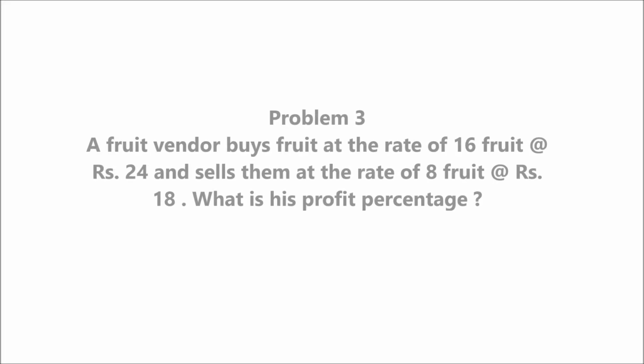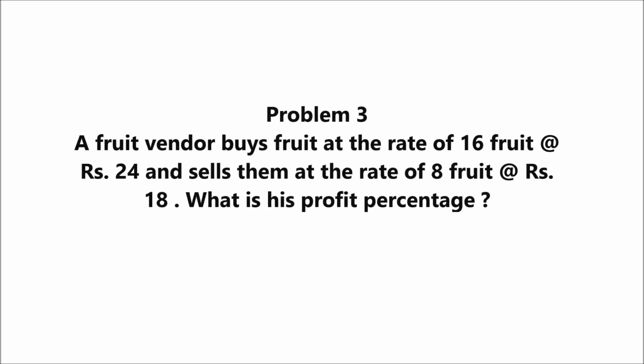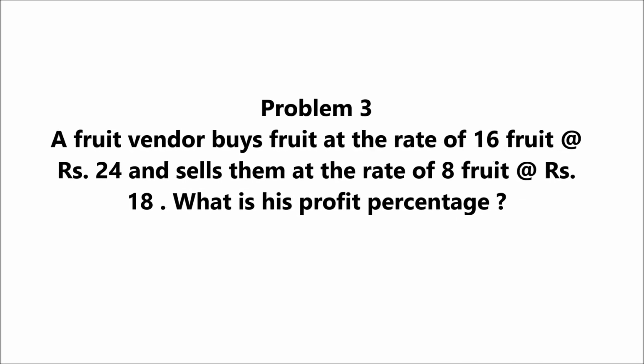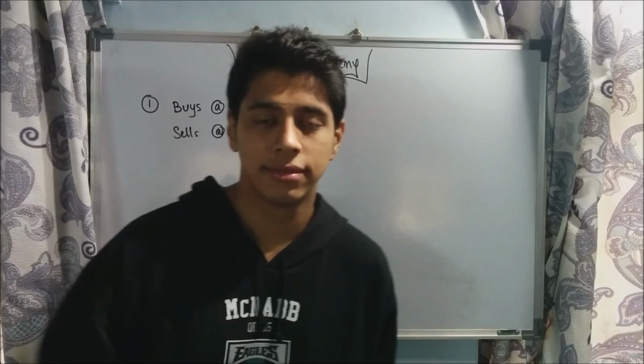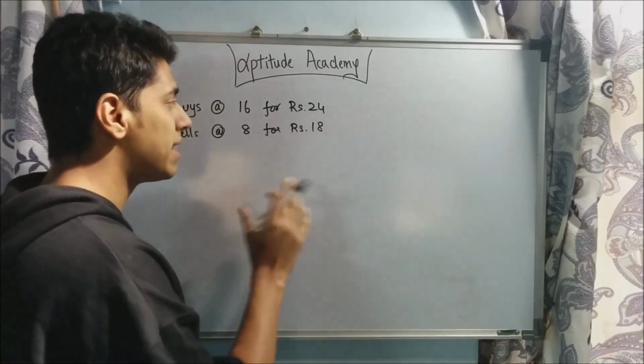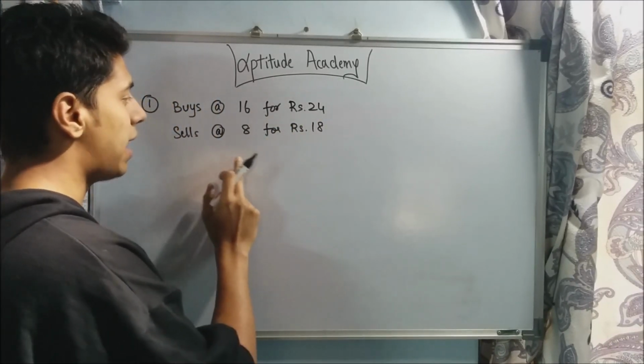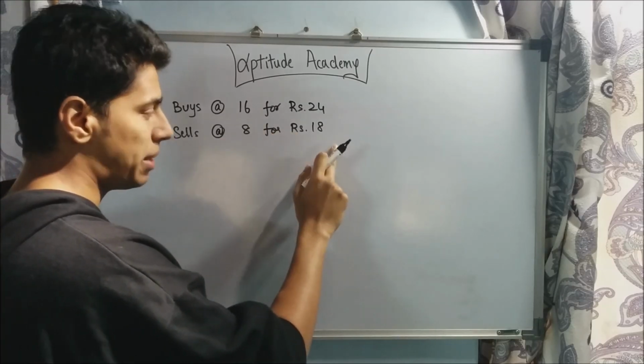Problem 3. A fruit vendor buys fruit at the rate of 16 fruit at rupees 24 and sells them at the rate of 8 fruit at rupees 18. What is his profit percentage? Alright, so problem 3 is a very simple problem on profit and loss. Now, they say that a man buys some fruit at the rate of 16 fruit for rupees 24 and sells them at the rate of 8 fruit for rupees 18.